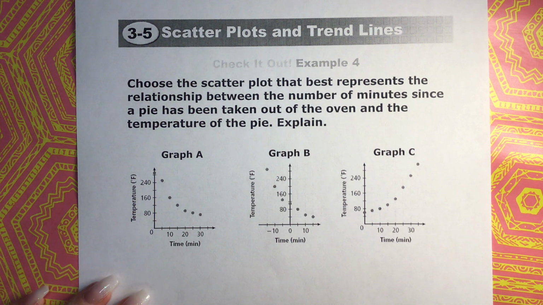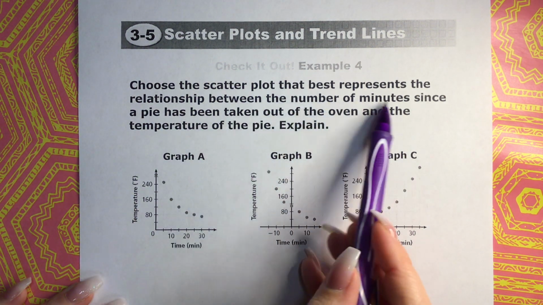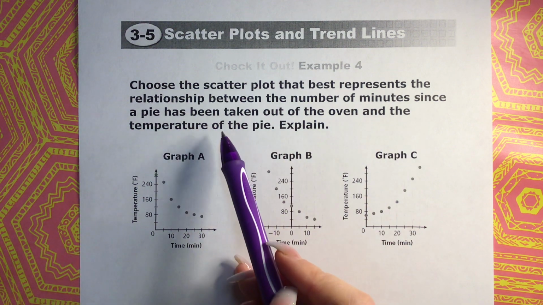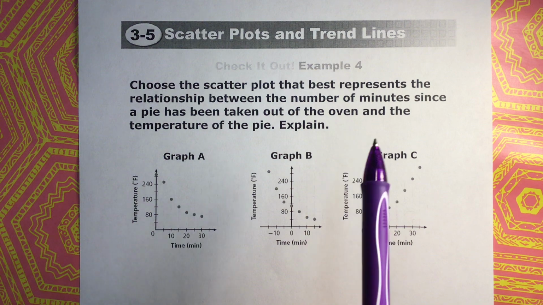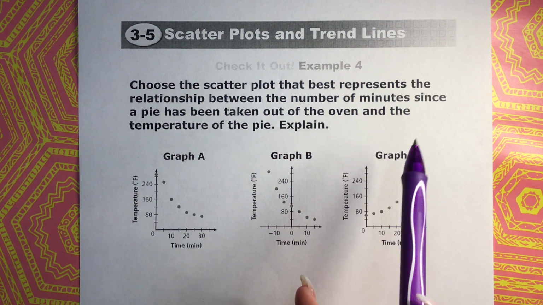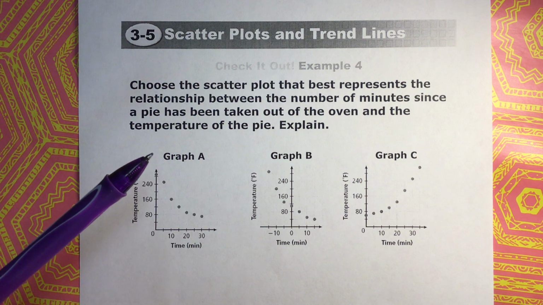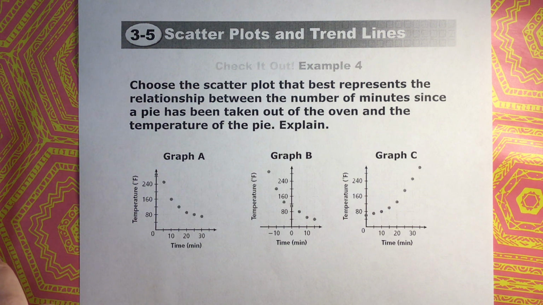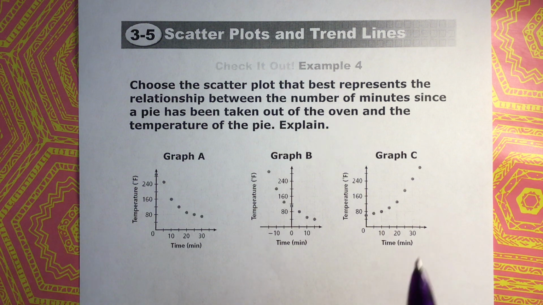Okay, let's see what you came up with. So we're going to choose a scatter plot that best represents the relationship between the number of minutes since a pie has been taken out of the oven and the temperature of the pie. So right when the pie gets taken out, the temperature of the pie is going to be really, really high. And then as the pie sits, the temperature would decrease, right?